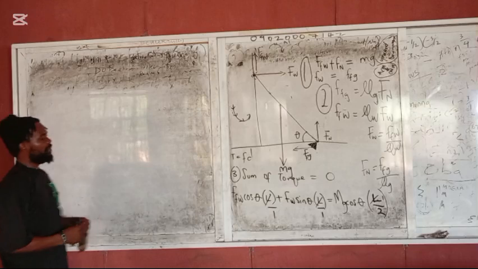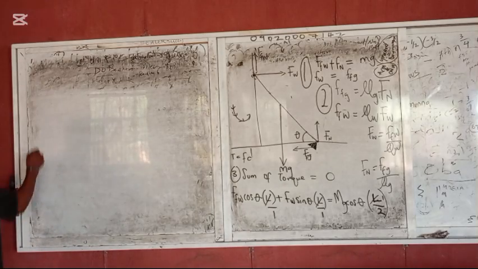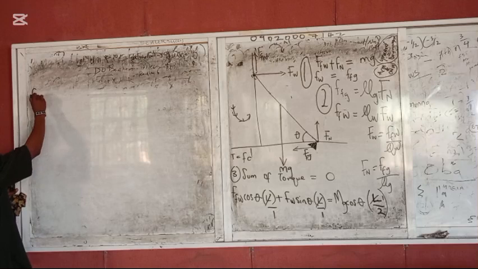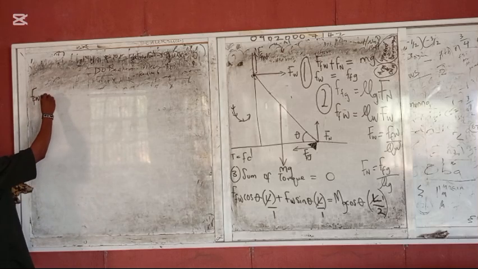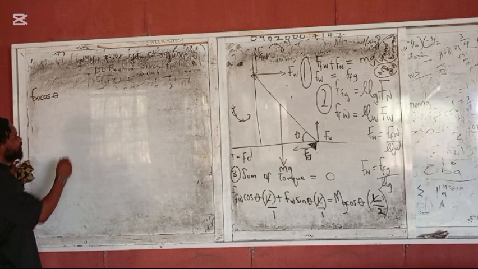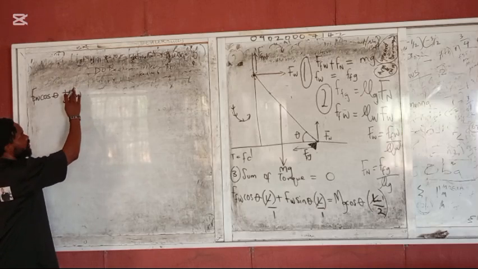Okay, so if that be the case, I'm now left with... The reason why you see all these kinds of things in exams is because they believe that if you do it over and over, you will master it. I have FFW cos theta plus FW.